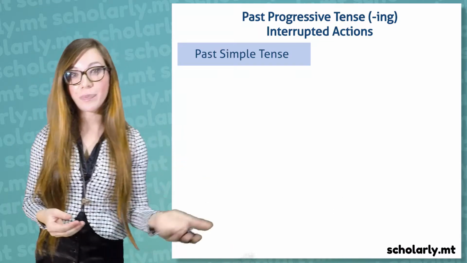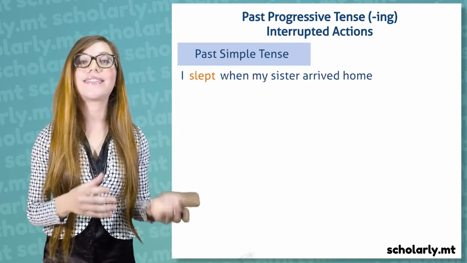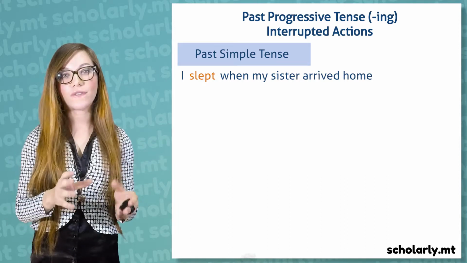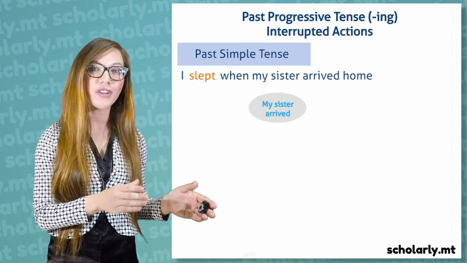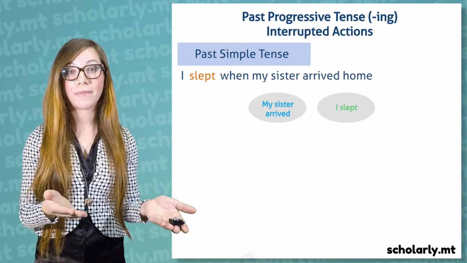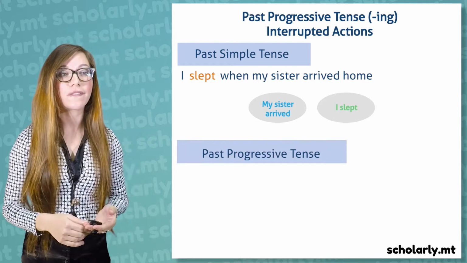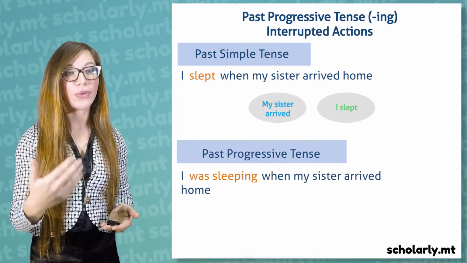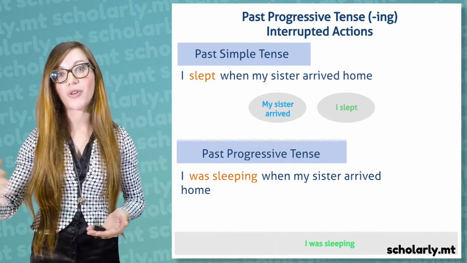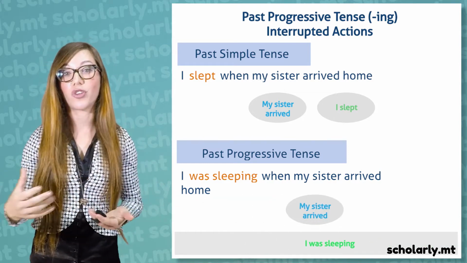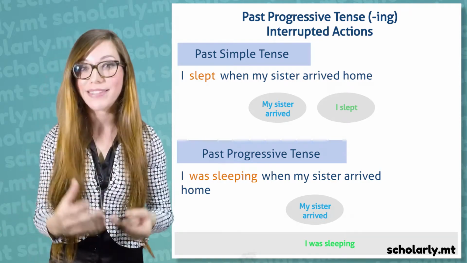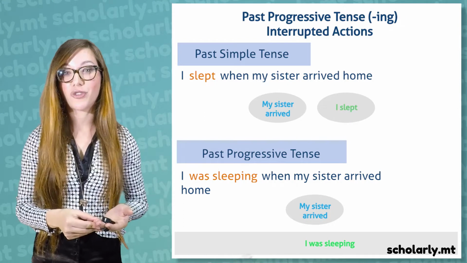In the past simple tense, I would say, I slept when my sister arrived home. So the first action is my sister arrived home, and the second action is I slept. But in the past progressive, I was sleeping when my sister arrived home. So the action is ongoing. Before my sister arrived home, I was sleeping, and it could be that I remained sleeping when my sister arrived.